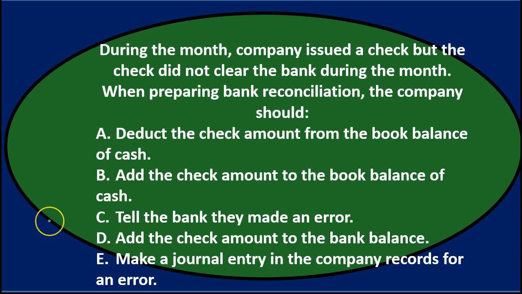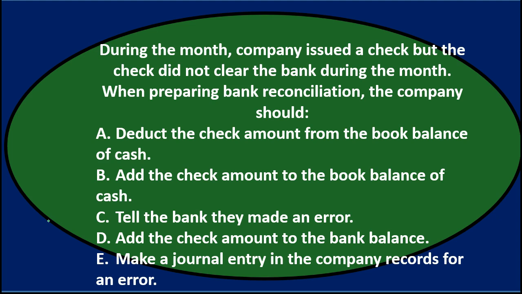Next question. During the month, a company issued a check, but the check did not clear the bank during the month. When preparing the bank reconciliation, the company should A. Deduct the check amount from the book balance of cash. B. Add the check amount to the book balance of cash. C. Tell the bank they made an error. D. Add the check amount to the bank balance. Or E. Make a journal entry in the company records for an error.